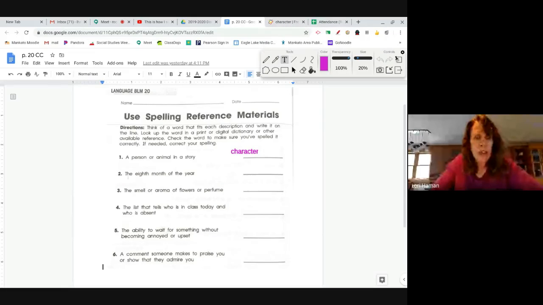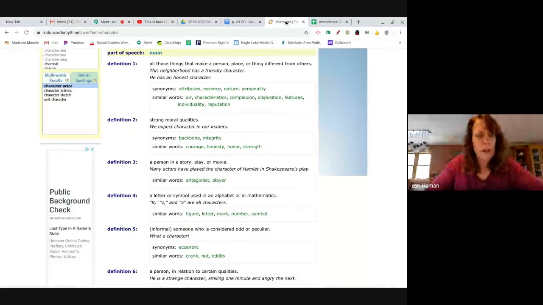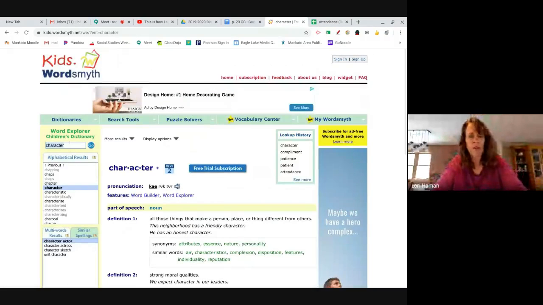It says the 8th month of the year. Well, sounds like I should probably say the months of the year in order and maybe keep track of them on my fingers and get to 8 and see where I'm at, right? Why don't you say them with me? January, February, March, April, May, June, July, August. All right, August is what I think it is. Let's go to the dictionary and let's type August.